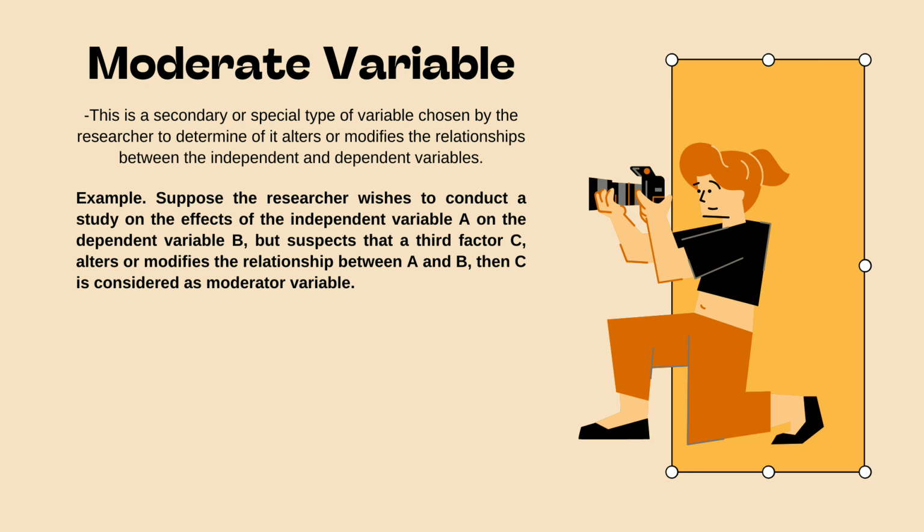For example, suppose the researcher wishes to conduct a study on the effects of the independent variable A on the dependent variable B, but suspects that a third factor C alters or modifies the relationship between A and B, then C is considered as moderator variable.